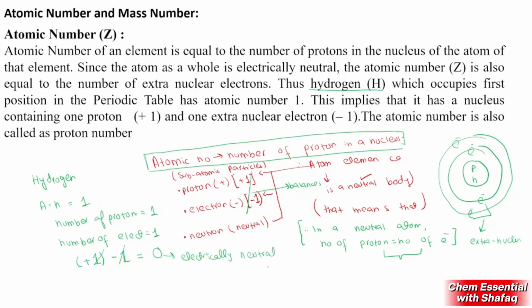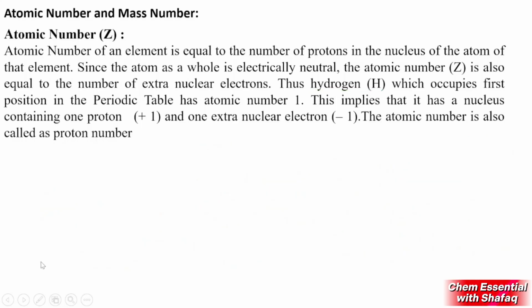Okay, so this is basically the concept of the atomic number. According to the rules, atomic number is the number of protons in the nucleus of an atom. And since an atom as a whole is electrically neutral, you cannot see any kind of charge on the atom in the periodic table. So that means its atomic number, that is the number of protons, is exactly equal to the number of extra nuclear electrons.